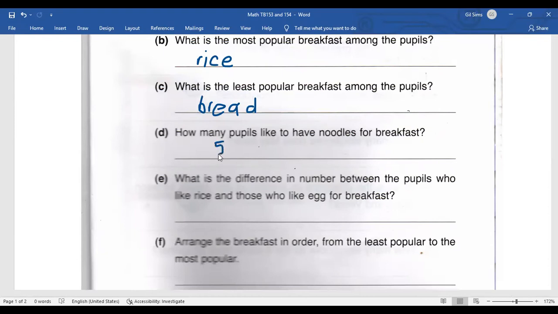We could either write 5, the number, or we can spell it out. F. We can spell 5. F, I, V, E. 5.